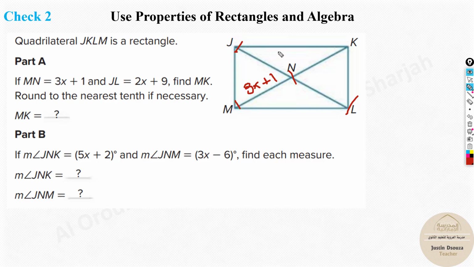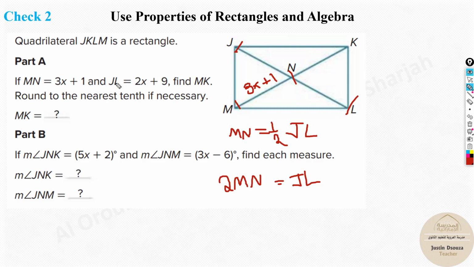Now here it is interesting. Why? Because they have told MN is given. MN is given. And JL is given. How are they related to each other? MN is half of JL, because JL is the entire diagonal. This is half, right? You can write it like this. MN is equal to half of JL. Or you can take 2 to the other side. It will be 2 times MN equals JL. Why? Because JL is the entire diagonal, whereas MN is just half of it.